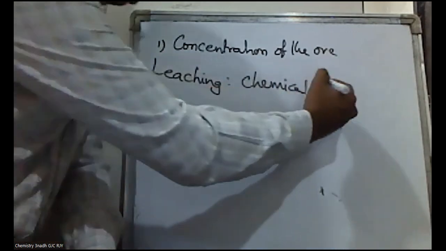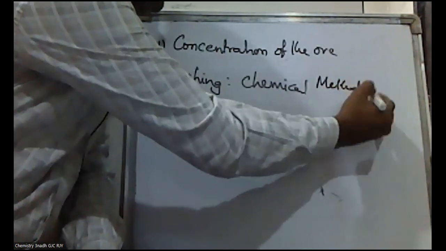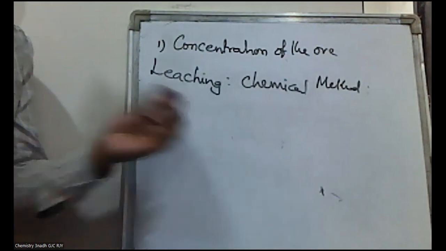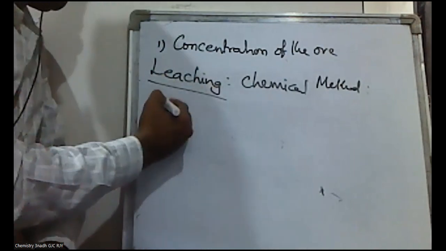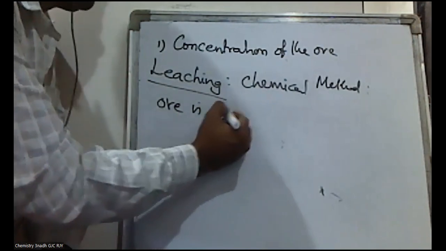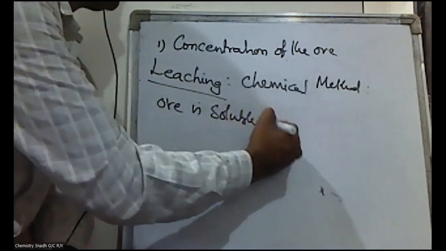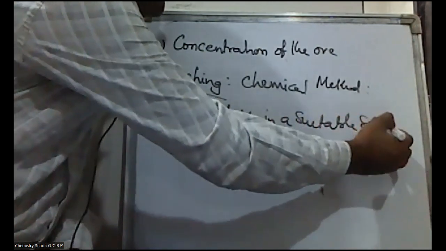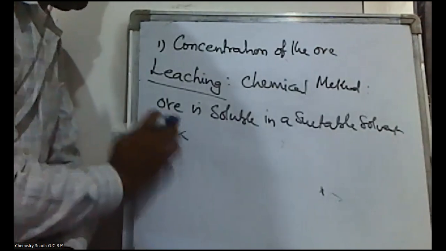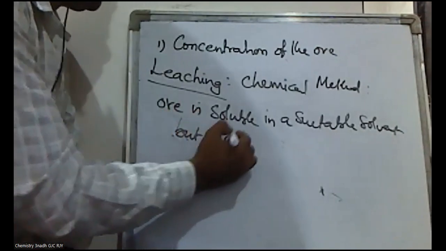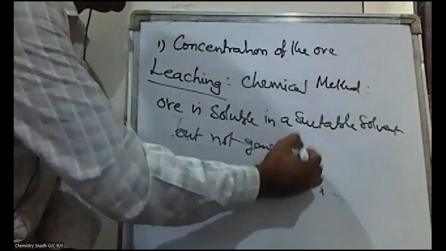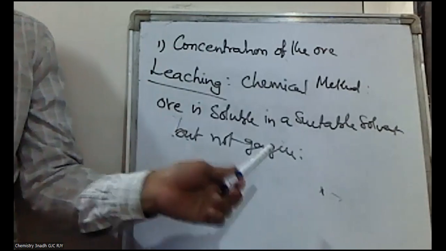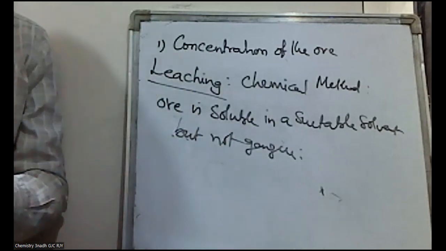But leaching is a chemical method. So what is the principle involved in this leaching? We apply the leaching method if the ore is soluble in a suitable solvent, but the gangue particles are not. If the ore is soluble in the suitable solvent, but not the gangue, in that case we will use this leaching method.